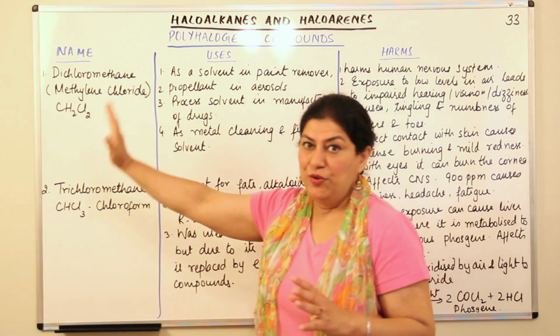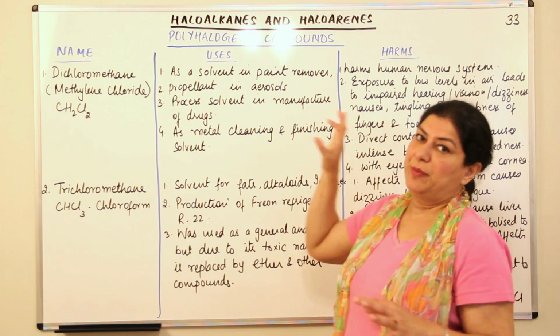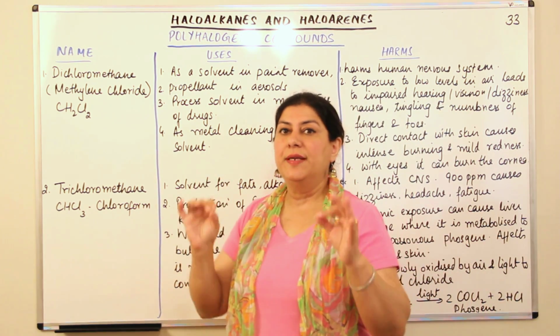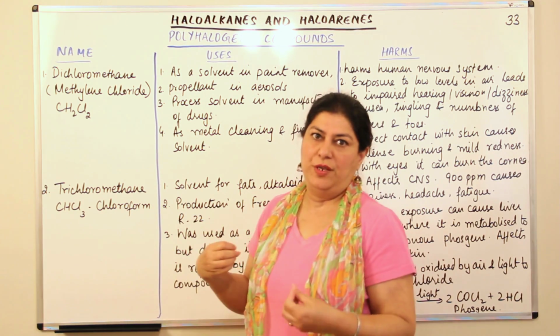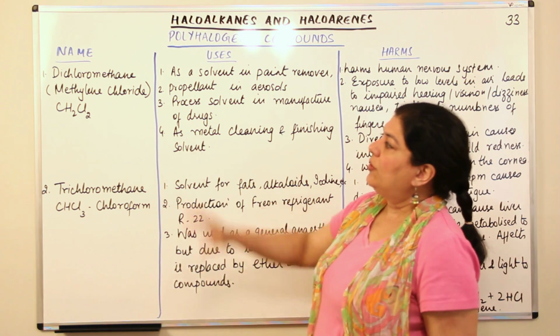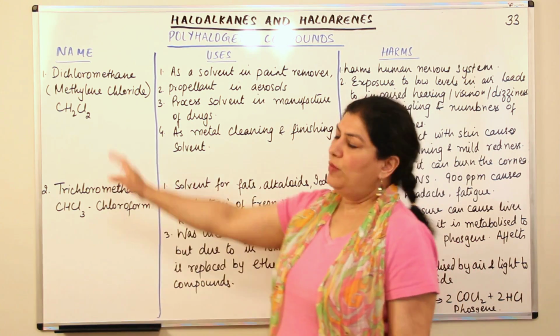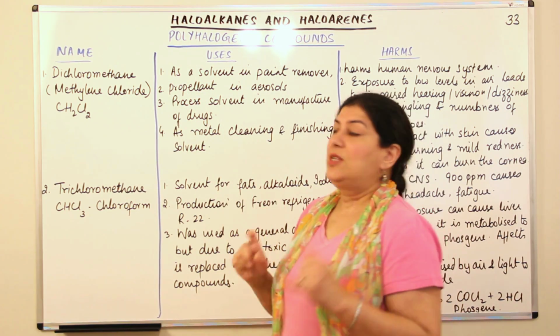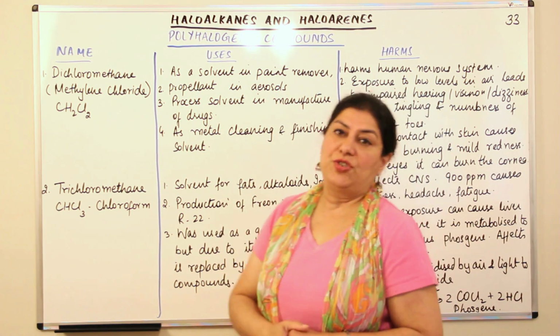Dichloromethane. If you make a table like this, it helps you to remember them a little, although you need not seriously mug up every line of these. You just need to have a vague idea of each compound. Dichloromethane or methylene chloride, the formula you should definitely know is CH2Cl2. It is used as a solvent in paint remover.